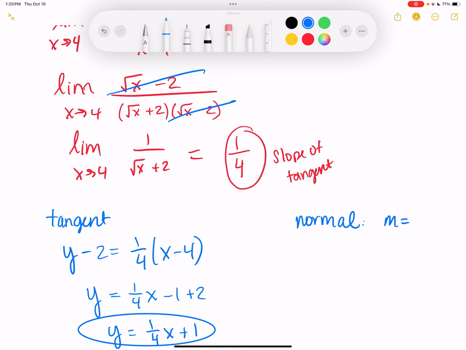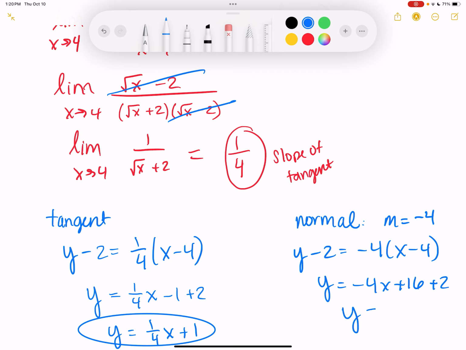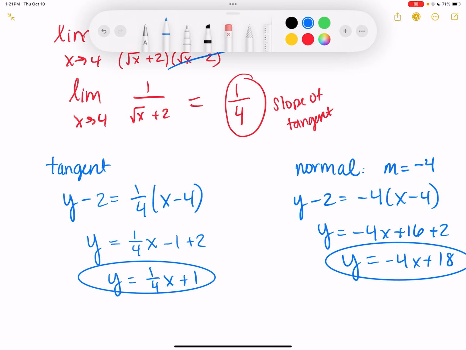What's the slope of the normal line? -4. So y minus 2 equals -4 times x minus 4. y equals -4x plus 16 plus 2. y equals -4x plus 18. And there's my normal. Boom. Done.